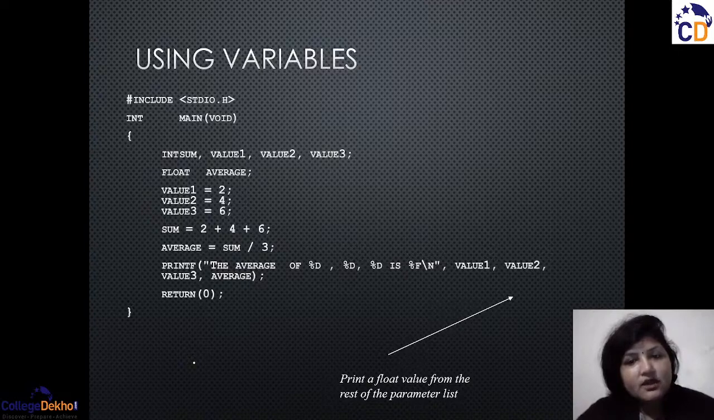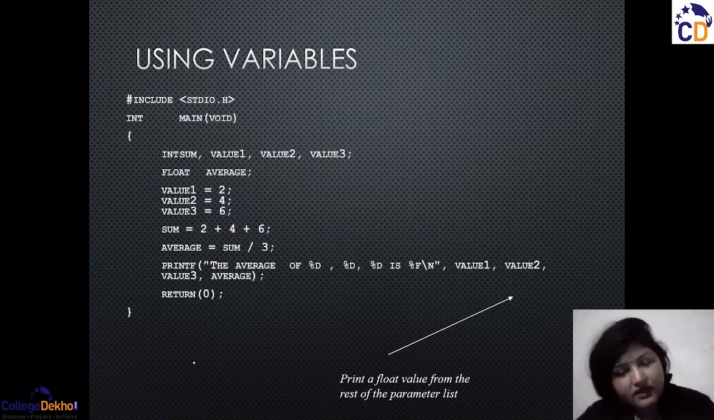That is, the expression is closed, comma, first percentage d is for value 1, second percentage d is for value 2, and third percentage d is for value 3. And where your average is stored, that is in percentage f, and the variable is average. So this is how it is going to print.